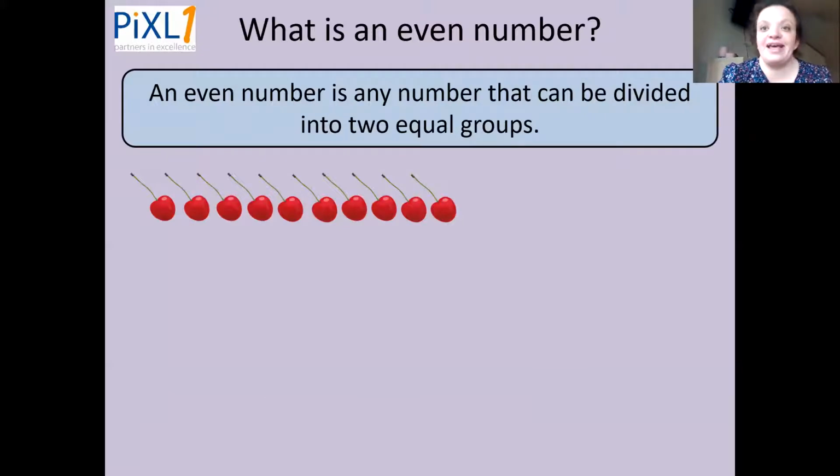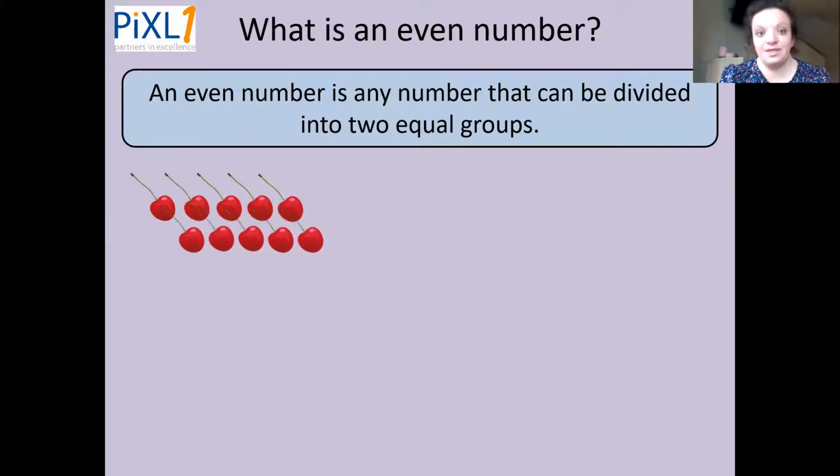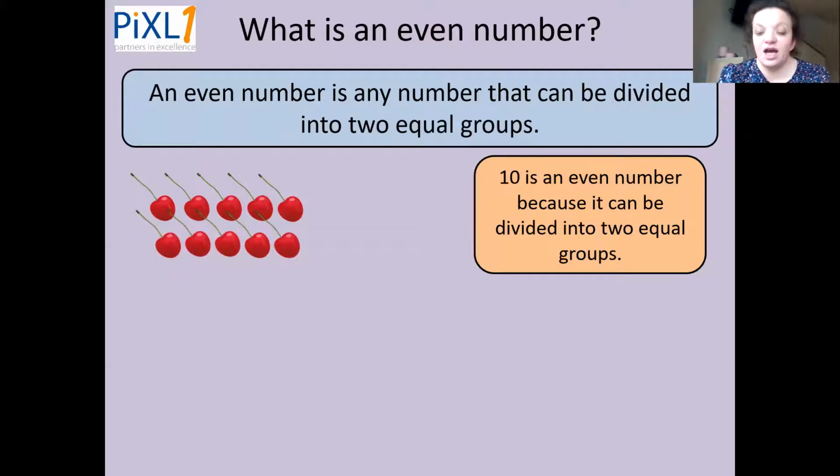So an even number is any number that can be divided into two equal groups. When we put it into two groups, it can be divided and have the same amount in each. So it's not like the number 3, for example, where if we put it into two groups, we have a group of 1 and a group of 2. It can be put into two equal groups. We've got the number 10 here, and you can see that when it's put into two equal groups, they are the same. So it can be divided.